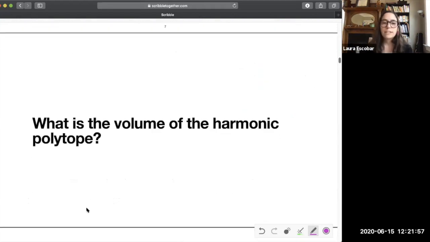There are other beautiful combinatorial properties of the harmonic polytope that we studied, but to save time, I wanted to choose the one we liked the most, and that was computing the volume of this polytope. So that's what I'm going to spend the rest of the talk talking about, what it is and how to compute it.